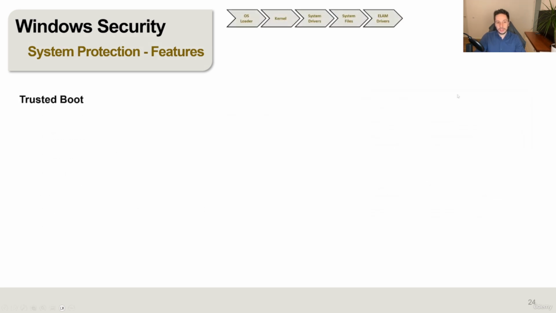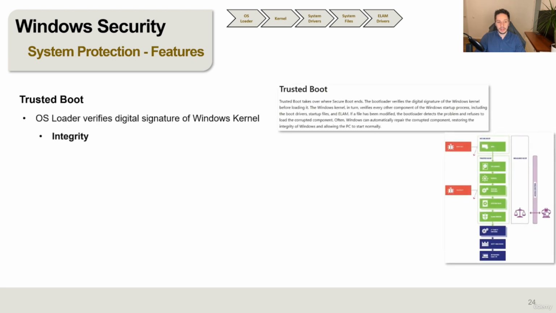Another security feature of system protection that is available in the Windows operating system is something called Trusted Boot. As you can see, it protects the operating system loader, kernel, system drivers, system files, and also early launch anti-malware drivers, which we will be talking about in a minute. Trusted Boot actually consists of two parts, two features.